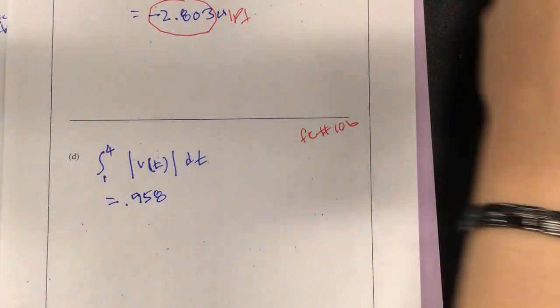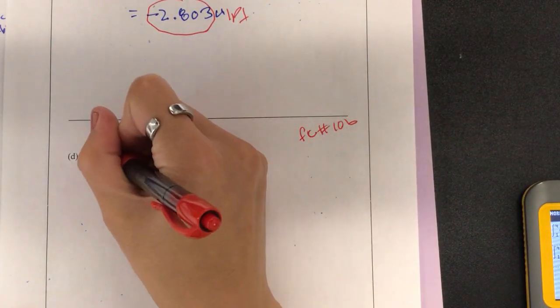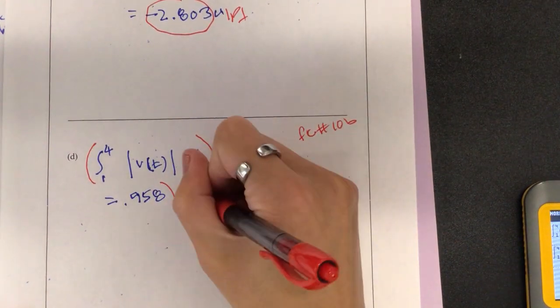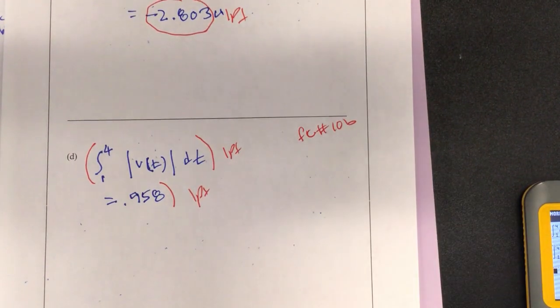And let's see our point system on this one. The whole velocity with the absolute value in the integral is 1 point, and your final answer is 1 point.